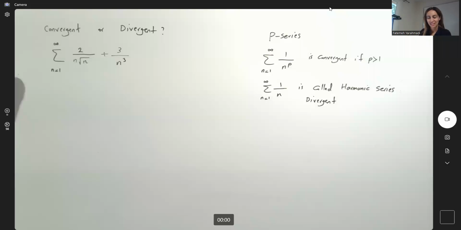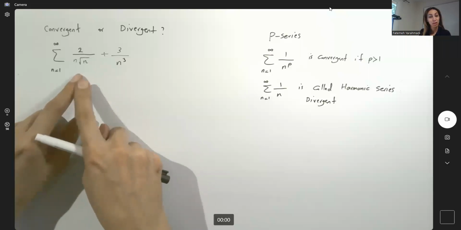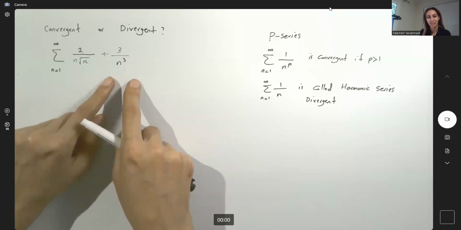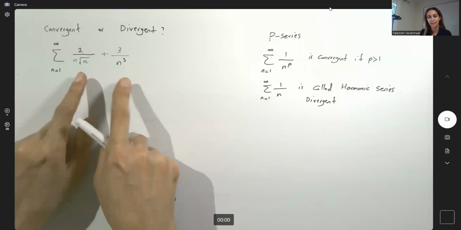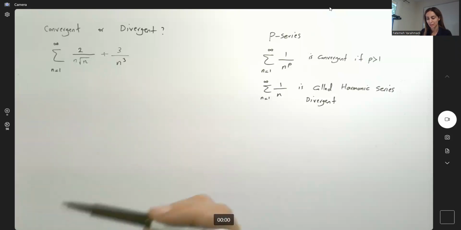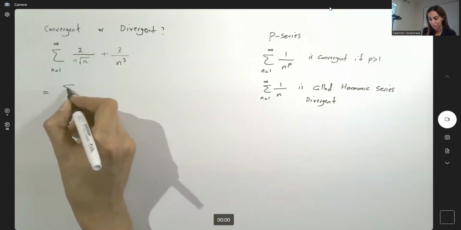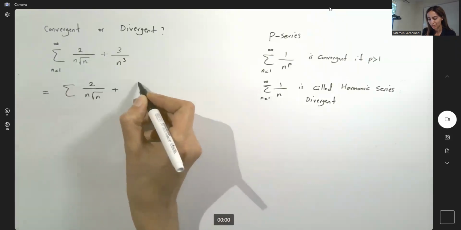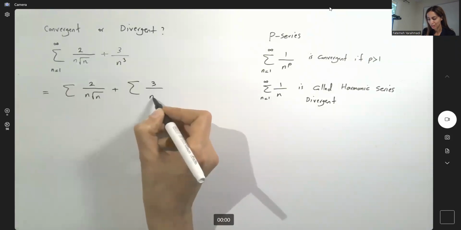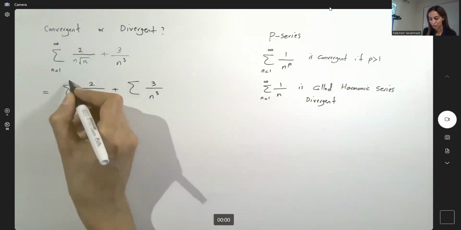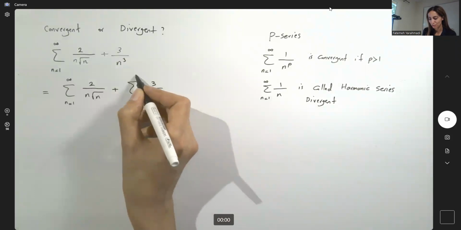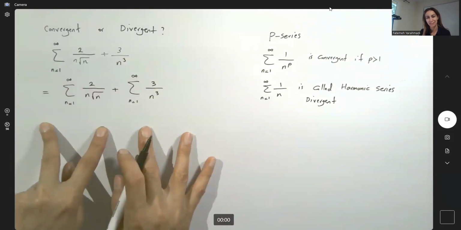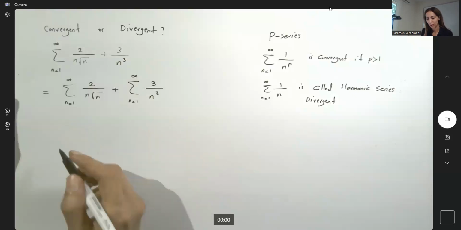So this question says you have the sum of 2 divided by n times square root of n plus 3 divided by n to the third. So you're basically adding two series together. So this is basically the summation of 2 divided by n times square root of n plus the summation of 3 over n to the third, and it starts from 1, goes to infinity, and starts from 1, goes to infinity. So you have basically two p series to work with.